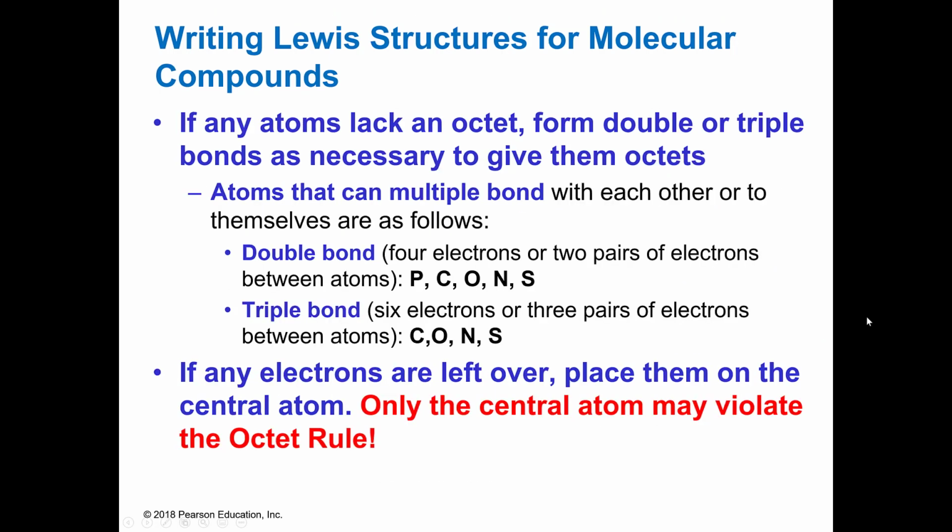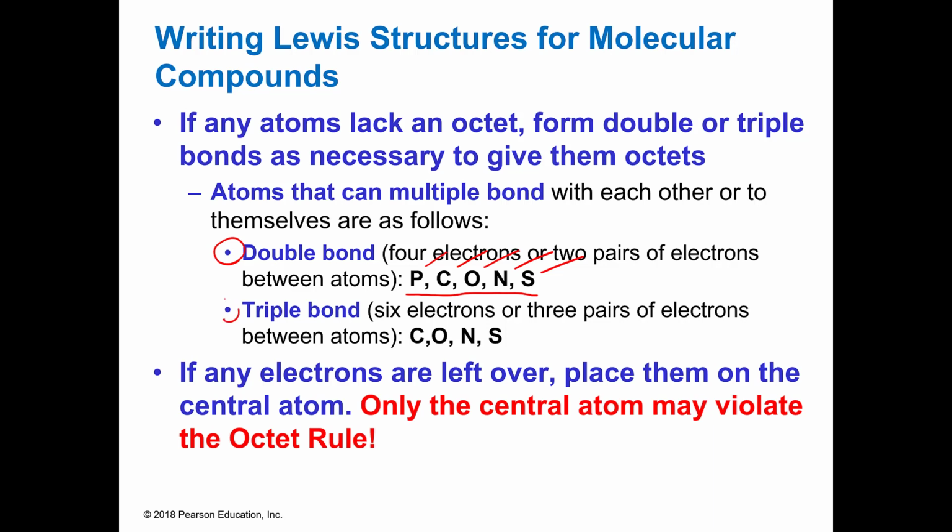And so, as I said, if you don't have enough electrons, or if you have too many electrons, they all go on the central atom in pairs. Some can form multiple bonds. Double bonds, those are going to be your PECONS: phosphorus, carbon, oxygen, nitrogen, and sulfur. They can form double bonds. So you're going to look at that first before you start doing anything too crazy.